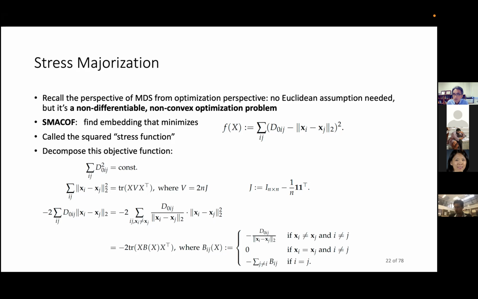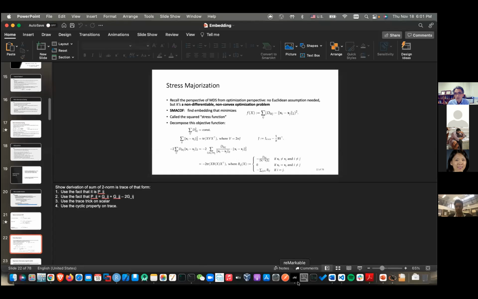Oh, I see. B sub ij. All right, so I think we can just try to derive this thing ourselves, so that we can have a clear way of looking at it.